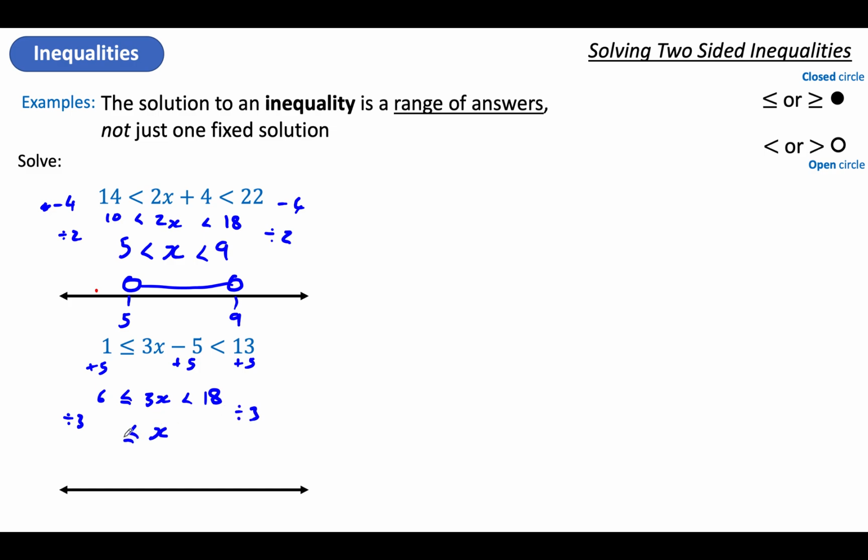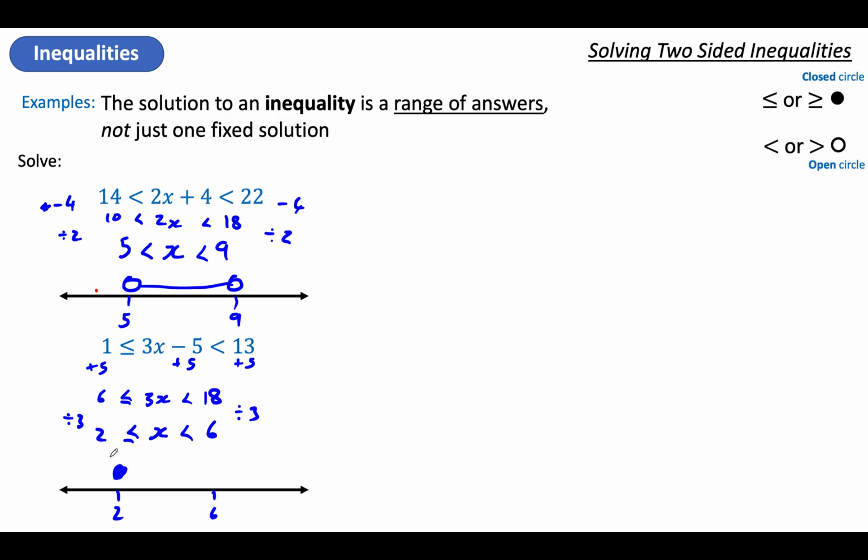Remember, whatever you do to one part, you need to do to all parts, which is why we're going to divide that by 3. And we're also going to divide the 18 by 3 to get 6. So x is bigger than or equal to 2. X is less than 6. So when you're doing your Dr Frost answer or similar, x is bigger than or equal to 2. X is less than 6. Yeah, if you're confused with that, you need to see me or whoever your teacher is.